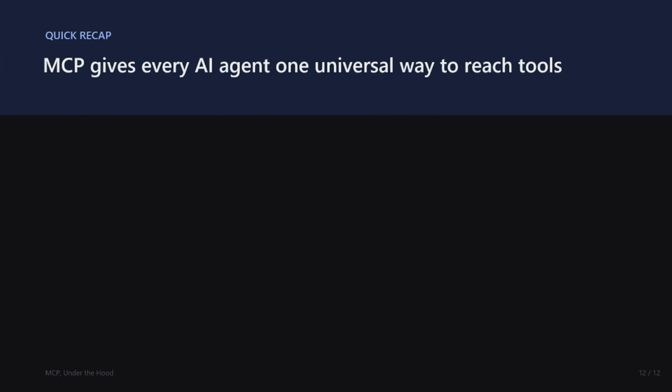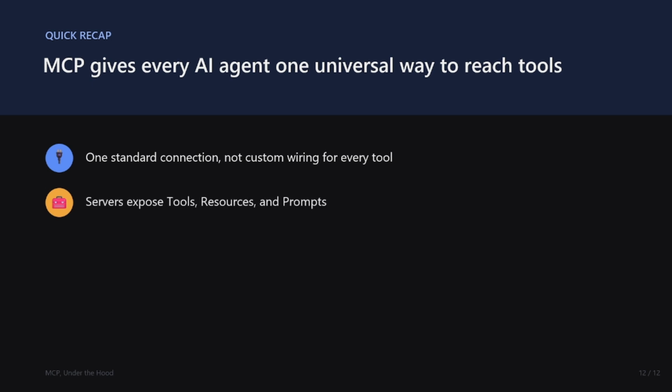So let's recap. MCP gives every AI agent one universal way to reach tools. Instead of custom wiring for each one, a server can offer tools, resources, and prompts. Every exchange follows that same simple loop. Discover what's possible, then call what you need. And because it's an open standard, it works across any model from any company. That's MCP under the hood.